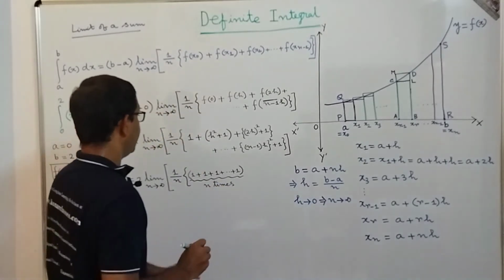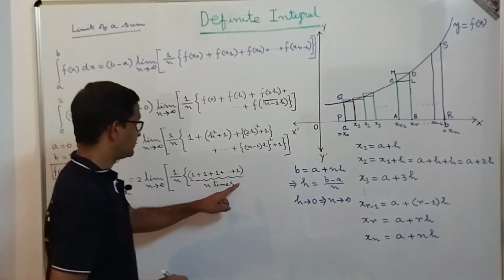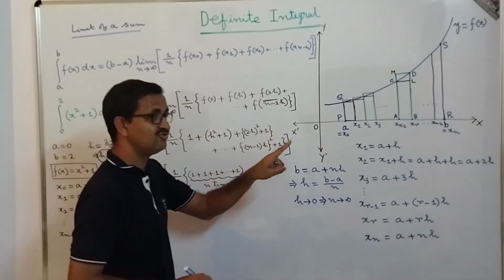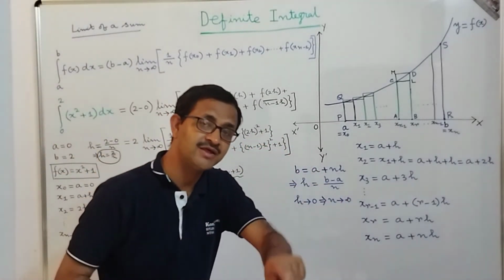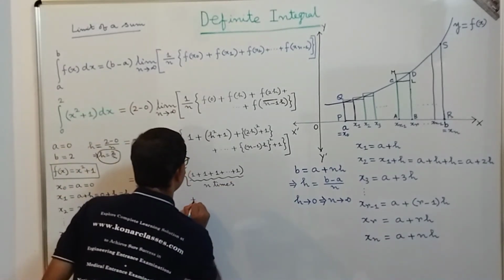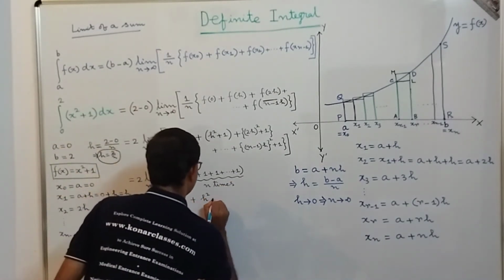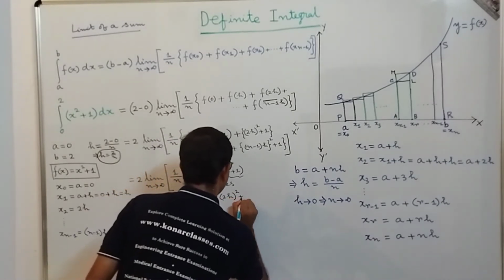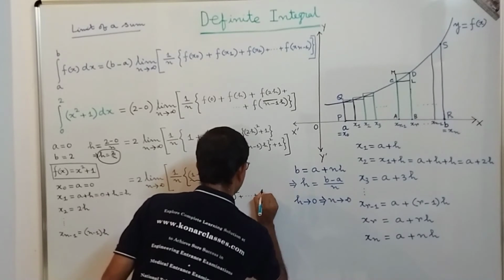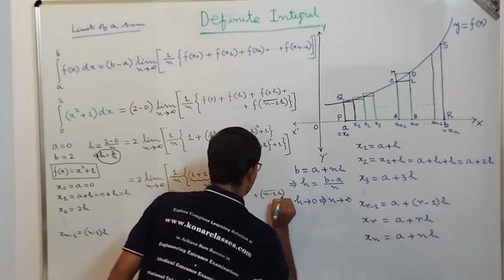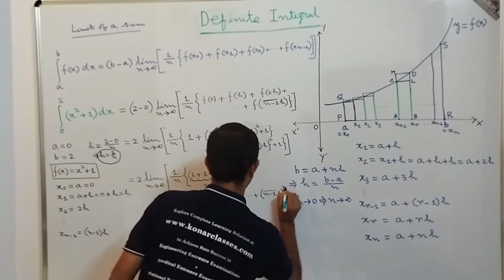Plus what we are going to get? Plus we are going to get h square plus (2h) whole square plus (3h) whole square up to ((n minus 1)h) whole square. So we can write h square plus (2 into h) complete whole square. In that way it will go up to ((n minus 1) into h) complete whole square, okay.